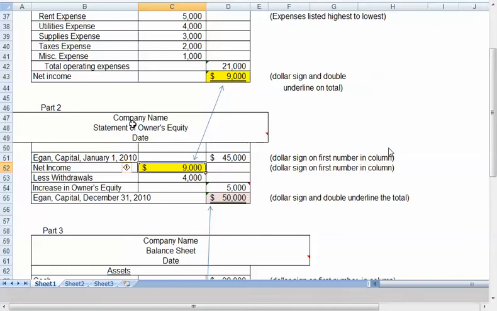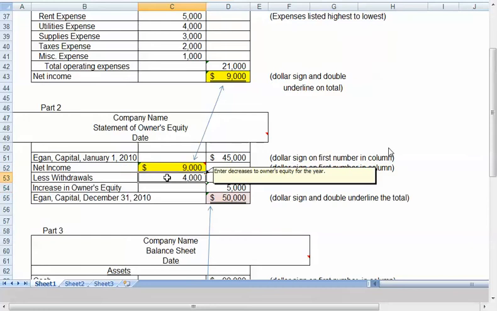The next statement is the statement of owner's equity. Now let's assume the beginning capital was given to you on January 1st at $45,000. Again, the first number in each column needs a dollar sign. We list it over on the right. This is an existing company. Let's assume no additional investments. So therefore we go right to net income of $9,000.